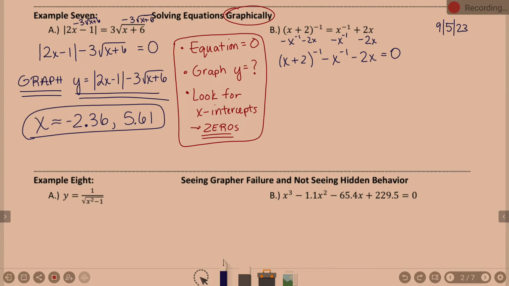And then again, you're going to graph it. So you're going to be graphing y equals x plus 2 in parentheses raised to the negative 1 minus x to the negative 1 minus 2x.